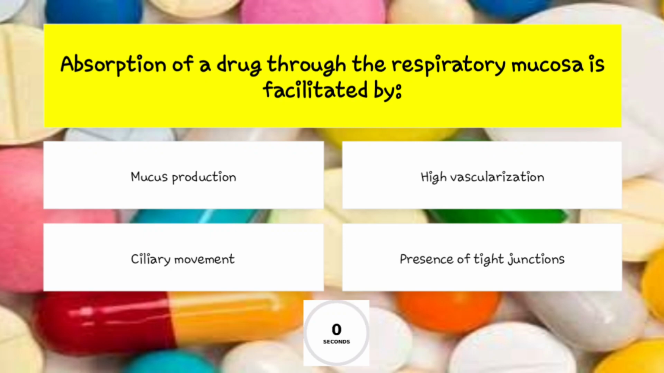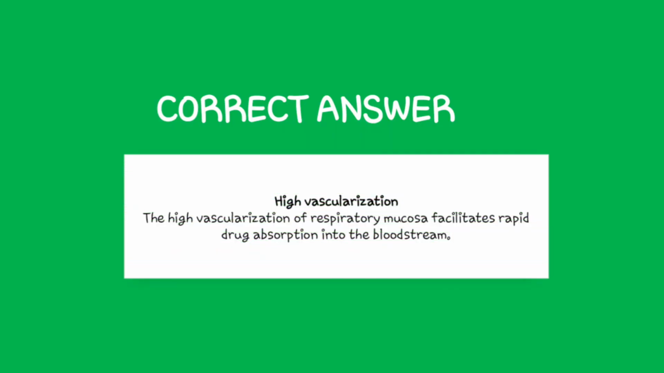So, the correct answer for this question is high vascularization. So, high vascularization of respiratory mucosa facilitates rapid drug absorption into the bloodstream. Moving to the next question.